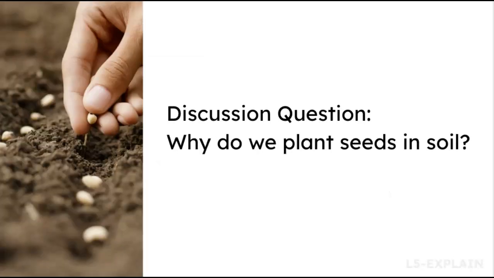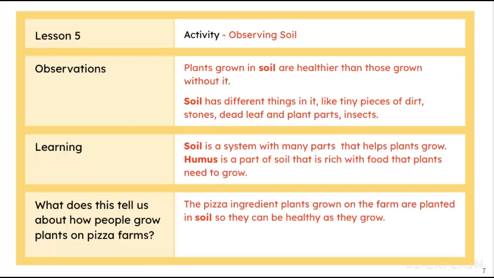In the Explain portion of the lesson, students will engage in a class discussion about their observations and learning from the activity. Use the provided questions to guide your discussion around the question, why do we plant seeds in soil? The goal of this class discussion is to analyze student observations and identify how matter from dead plants cycles back into soil. You will use the discussion to create the Lesson 5 summary chart. From the discussion, students should understand that the pizza ingredient plants grown on the farm are planted in soil so they can be healthy as they grow.